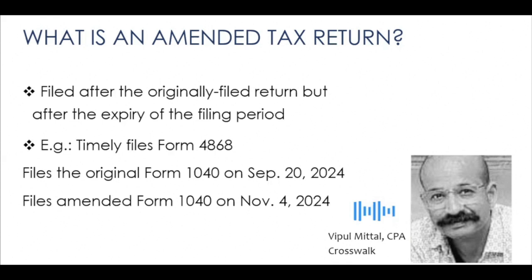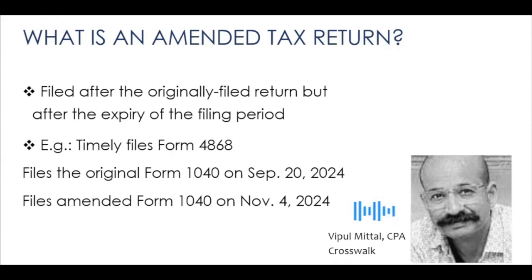For example, you are a calendar year taxpayer, you are filing your 2023 tax return. Due date to file the tax return is April 15th, 2024. But you timely file form 4868 and get a 6 months extension. Now, the extended due date to file the tax return is October 15th, 2024. And you file your original tax return on September 20th, 2024. So that's okay because you have time till October 15th.